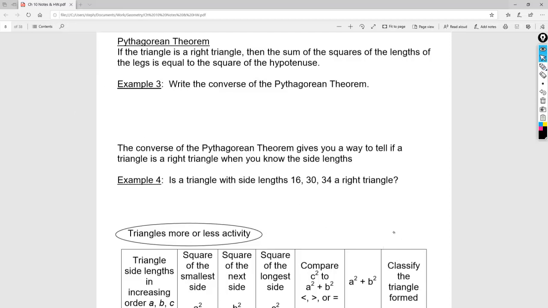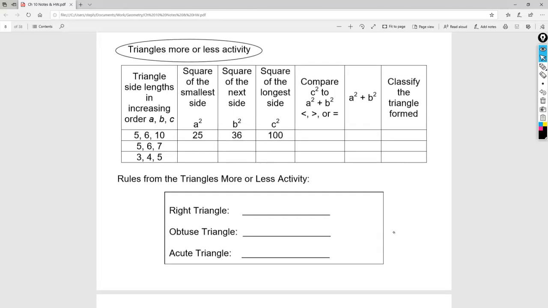Okay, what I would like you to do is take a few minutes and try to fill out this table right here. What we're trying to do is figure out if, given the sides of a triangle, I can determine if my triangle is right, obtuse, or acute. Now, we just talked about the converse of the Pythagorean theorem. But I can actually use the sides of my triangle to determine if my triangle is obtuse or acute. And that's a rule that I'm trying to figure out right now.